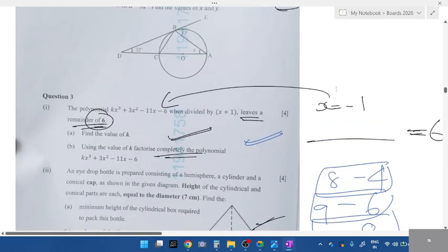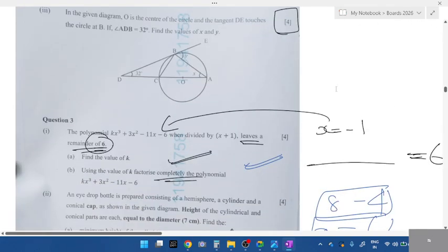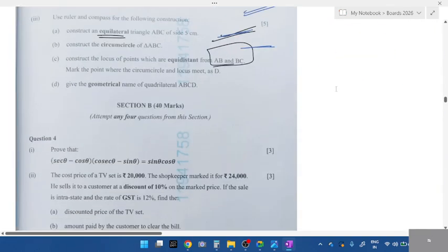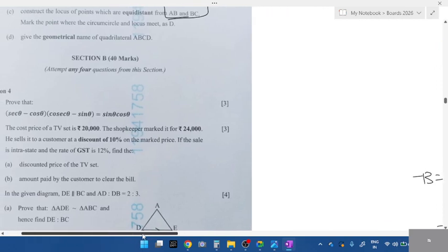Okay, this is 2026. Just copy this in your notes. Copy the question. Write 2026. It is a 3 marks question, students. They're given a 3 marks question. Let's try this. Prove that.